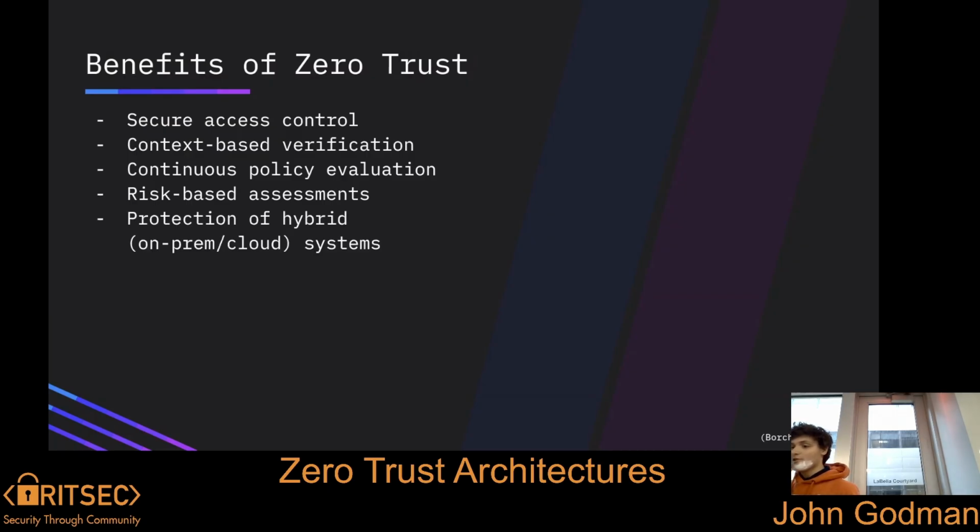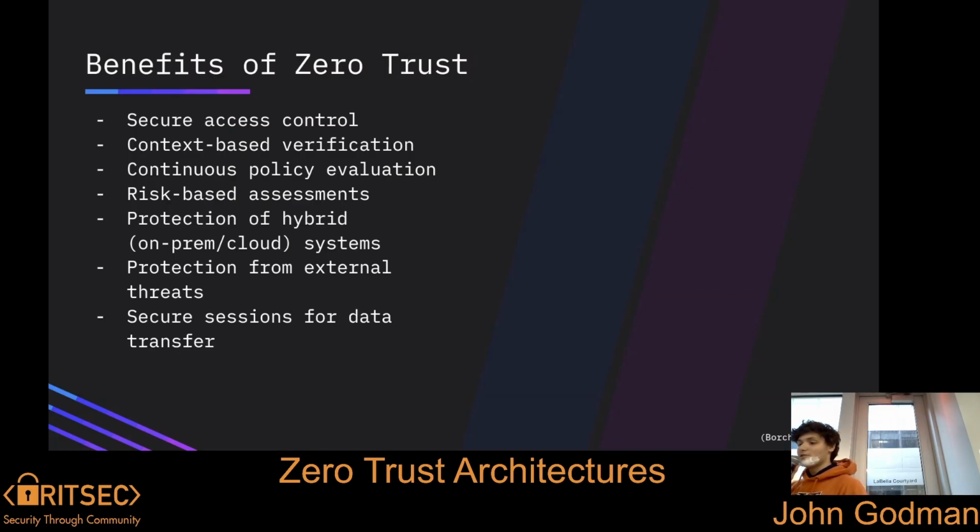Zero trust can also, I didn't click the button, I'm sorry. Zero trust can also protect an organization from external threats. So let's say we're working with another organization on a project, well, that organization's security is out of our control. But we can ensure that our resources remain secure. Zero trust also gives us secure sessions for data transfer, ensuring that data in motion is secure as well.